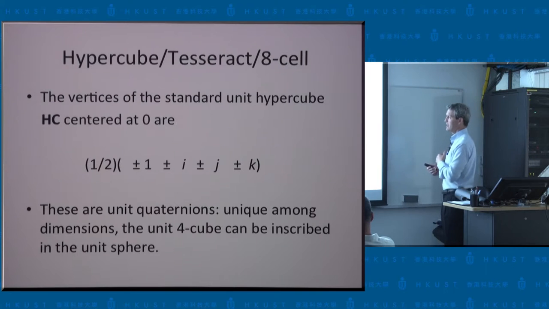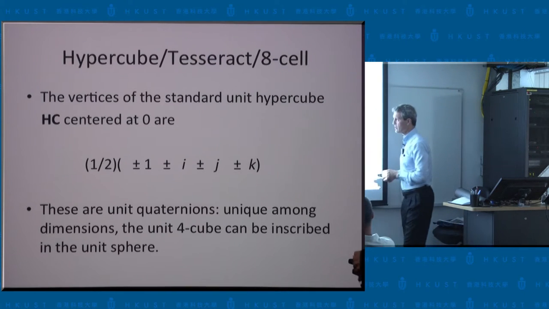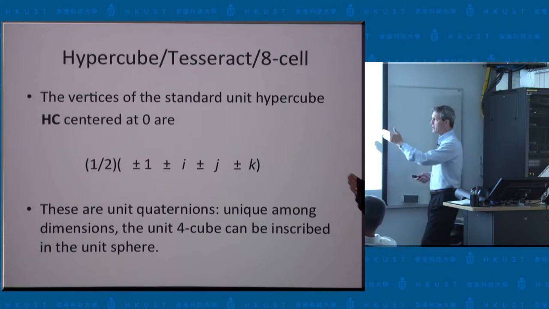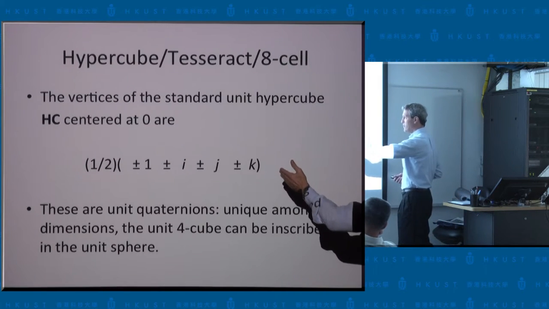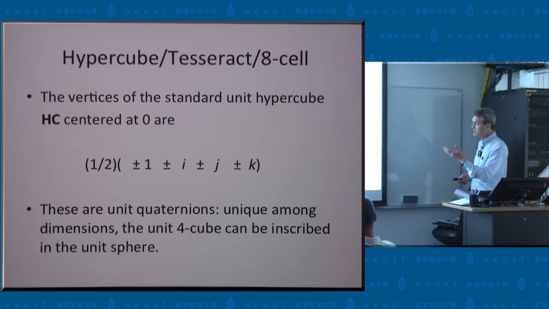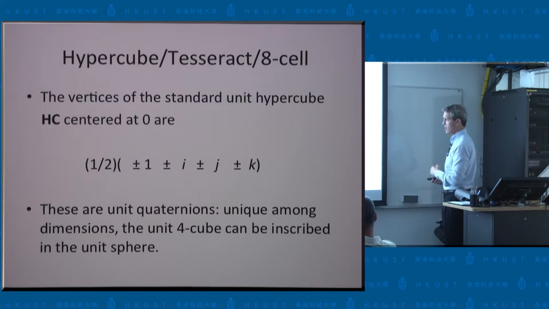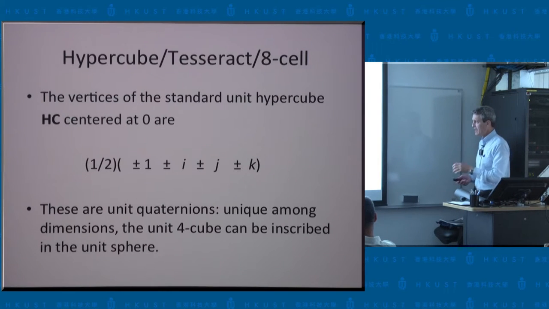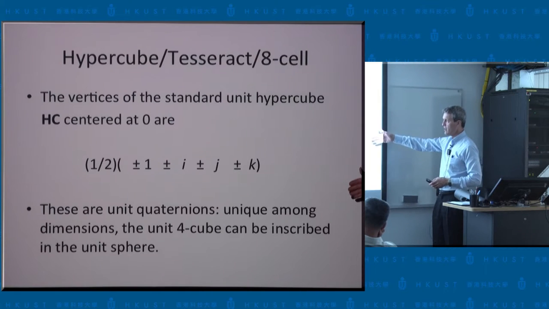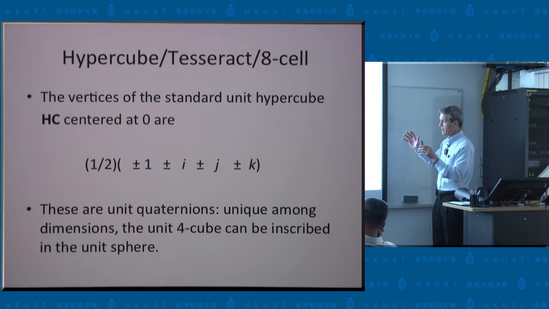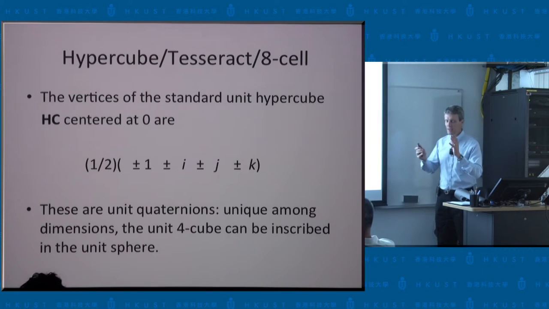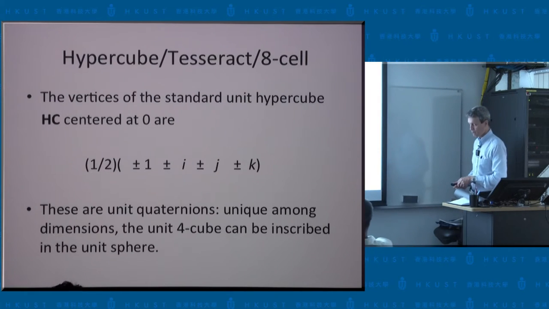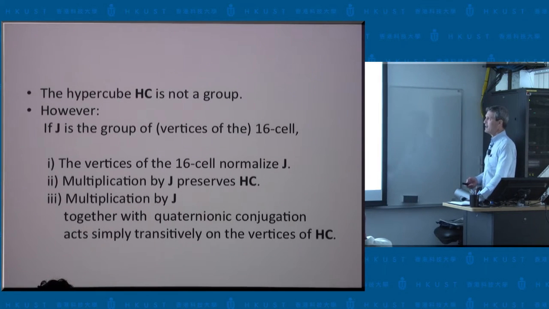And interestingly, these are unit quaternions. If you just compute the norm of that, it's the norm of a half or i over 2 or j over 2 or k over 2, the norm squared of that is a quarter. So you add up 4 of them, you get 1. So these are actually unit quaternions. And again, this is another unique thing about four dimensions. The only time when the unit 4-cube centered at the origin will sit on the unit sphere is in four dimensions. Okay, so maybe you think, oh, well, this is going to turn out to be a group also. Well, not quite. Okay, so it's not a group.